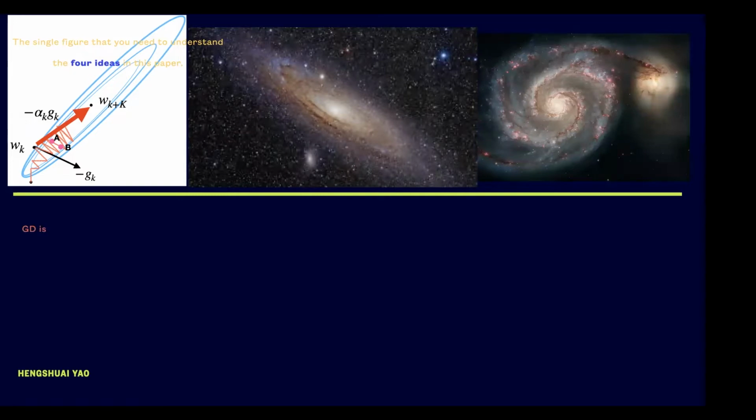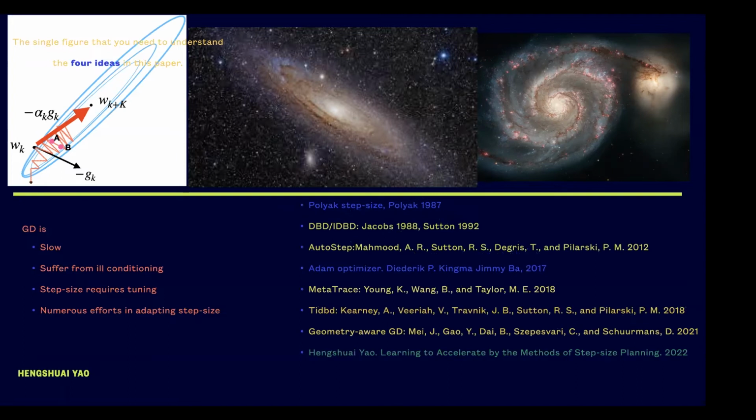Gradient descent has a long history. Its problem also has a long history. We know well that gradient descent is slow and suffers from ill conditioning. Step size requires lots of tuning, and there have been numerous efforts in adapting step size. To name a few: Polyak step size, DBD, IDBD, AutoStep, Adam, MetaTrace, TDBD, geometry-aware gradient descent. I highlight those with yellow color, the bright ones. Those are the efforts by our department.